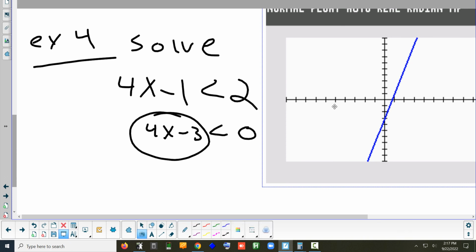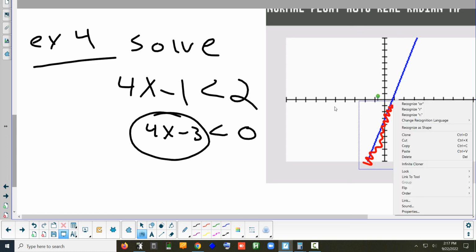When it says less than 0, I want the section that is below the x-axis. That's all this. Up to where it crosses. Can I include where it crosses or not include it in this one? Don't include it. It doesn't say it can equal 0. It says it has to be under. So there's a hole there. It's everything from this value down. So let's see what that value is.